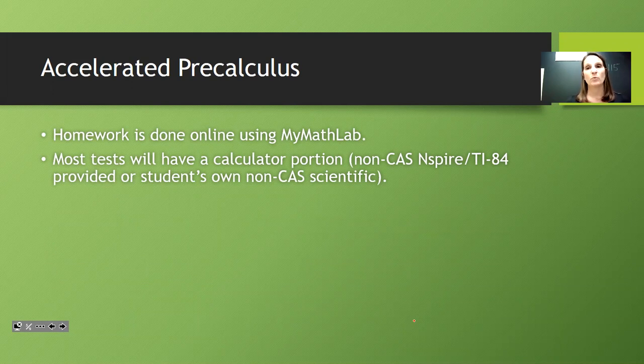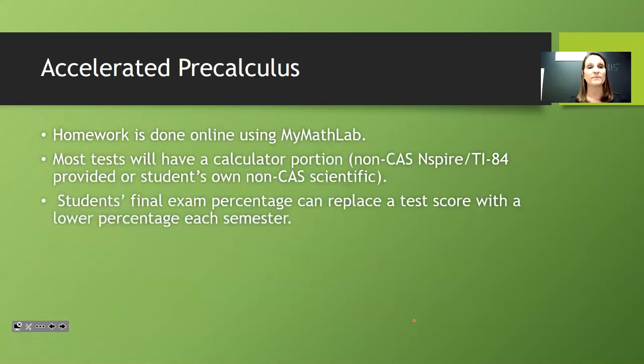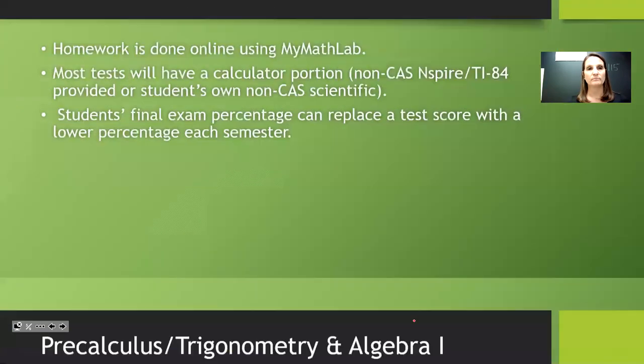I will provide them with an Inspire non-CAS in class. There's also a TI-84 keypad that they can exchange that for if they're more familiar with that. They are also welcome to bring their own non-CAS scientific calculator for use instead, or as well. They can have both. Just like in calculus, their final exam percentage can replace a test score that has a lower percentage once each semester.